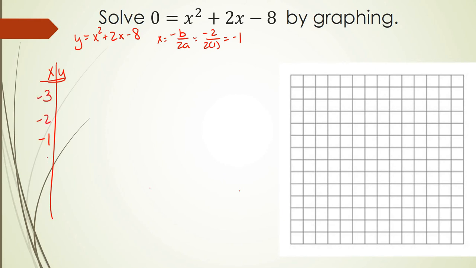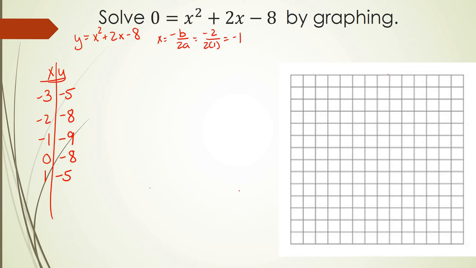And I've already done this ahead of time. If you'd like a little more practice on setting up your table of values, go ahead and do this on your own and then pause the video and come back. So negative 3 is negative 5. Negative 2 is negative 8. Negative 1 is negative 9. 0 is negative 8. And 1 is negative 5.